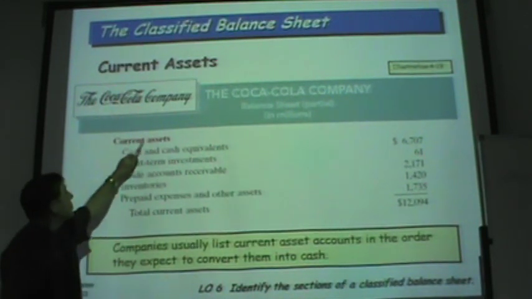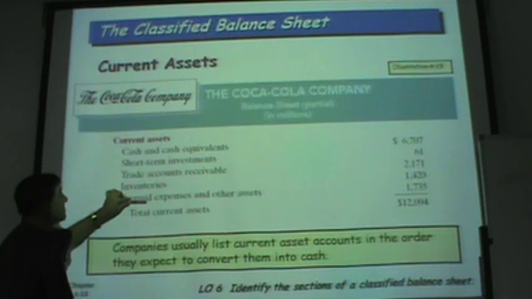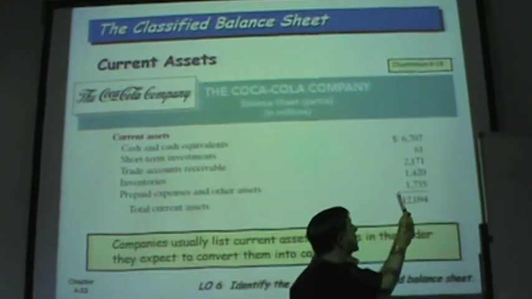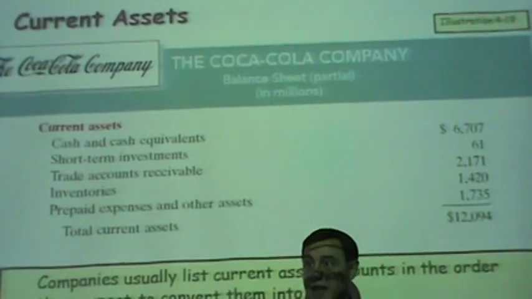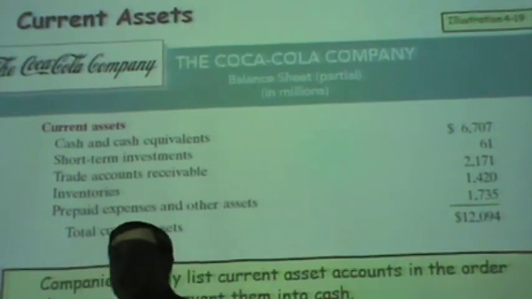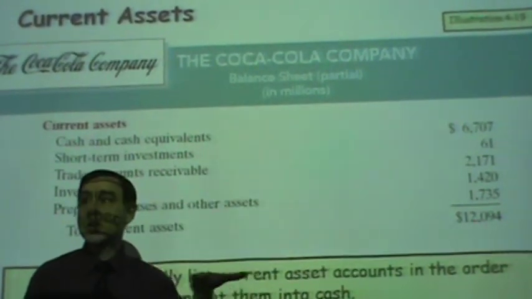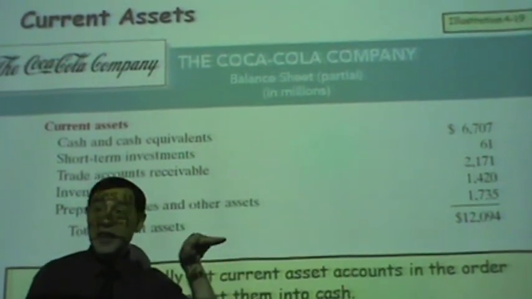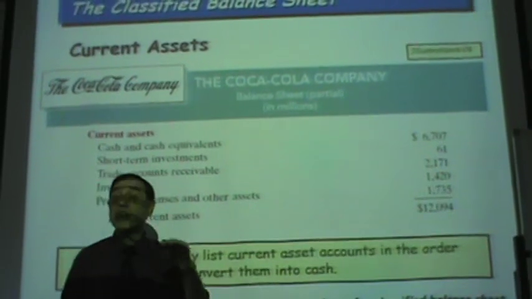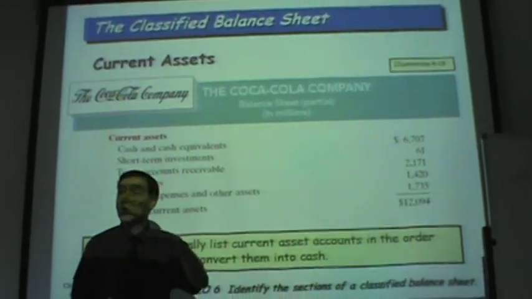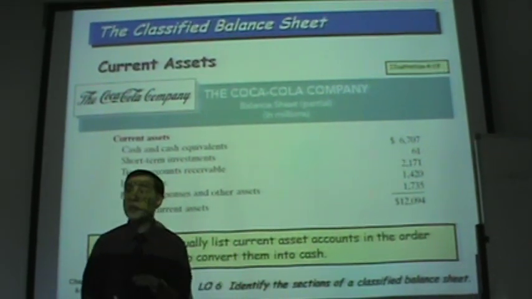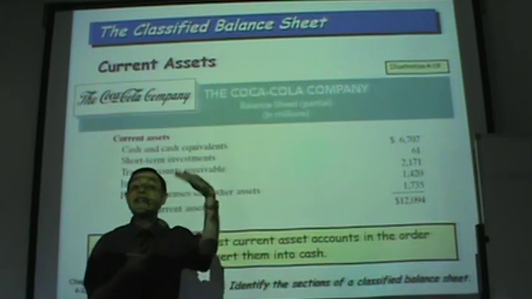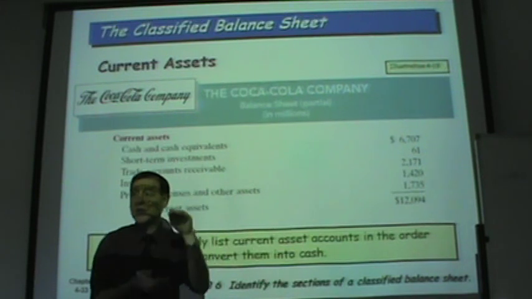And you do the current assets, you list them all, and you do the total. So you have current assets, you total and say total current assets. Before, we just listed all assets and said total assets. Now, we list all current assets and say total current assets. Then we list all long-term assets, say total long-term assets. And then we say total assets. So we divide things into current and long-term.